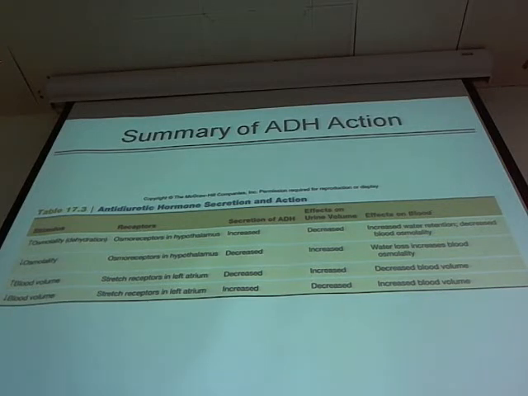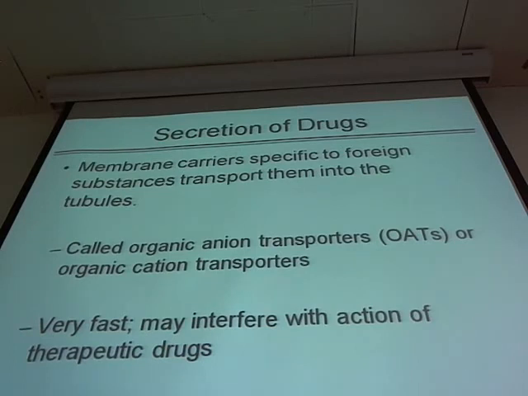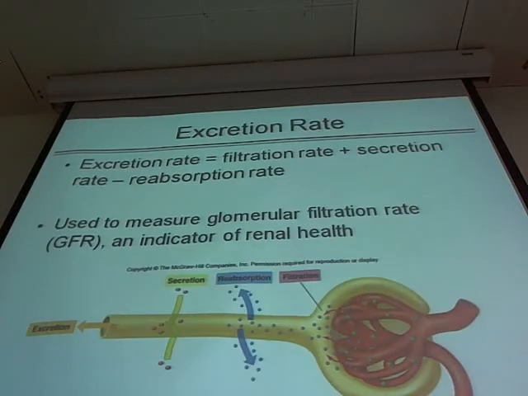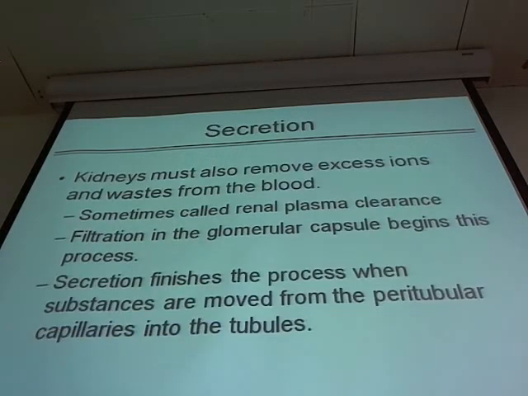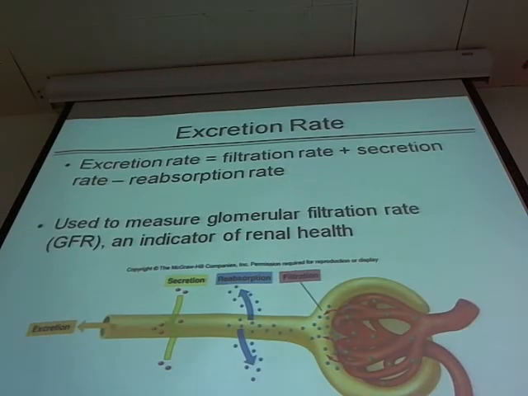Filtration, reabsorption, diuretics, kidney disorders. Renal plasma clearance, we are not going into here. Secretion, oh, actually, we are going to go in here. Excretion, filtration, we're not going into that. Secretion removes excess ions and waste from the blood. Filtration, the glomerular capsule begins. Secretion finishes when the substances are removed into the tubules. Oh, wrong way, sorry. Excretion.